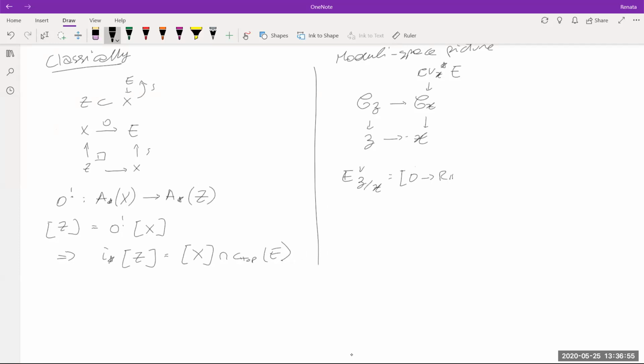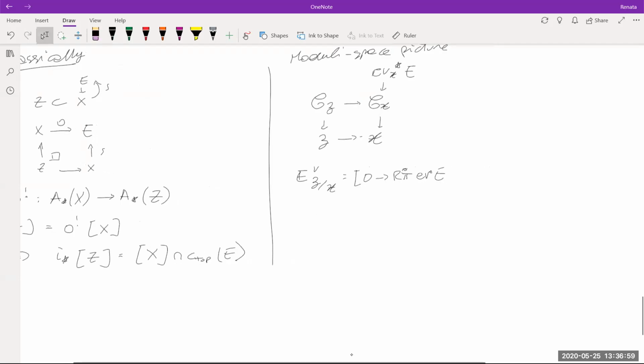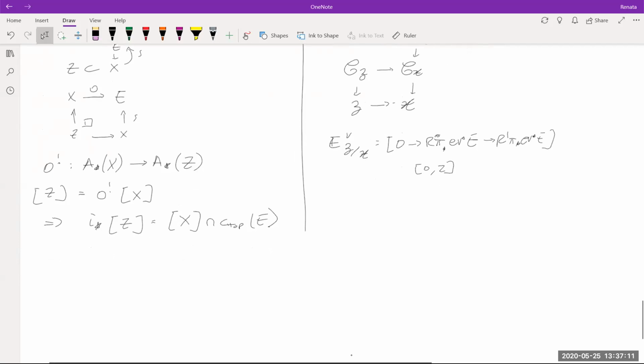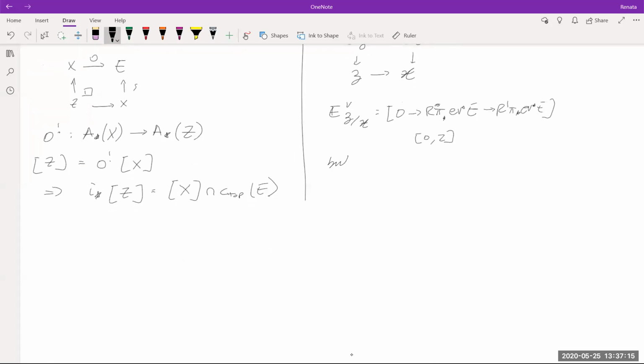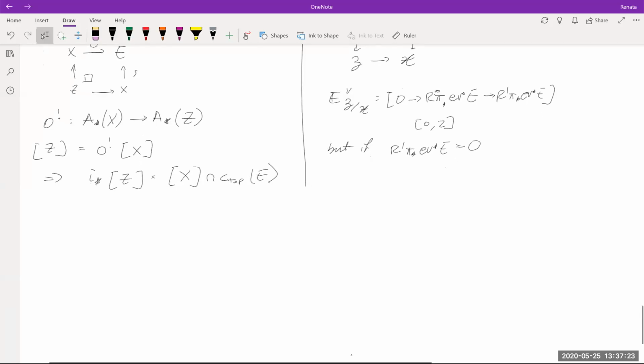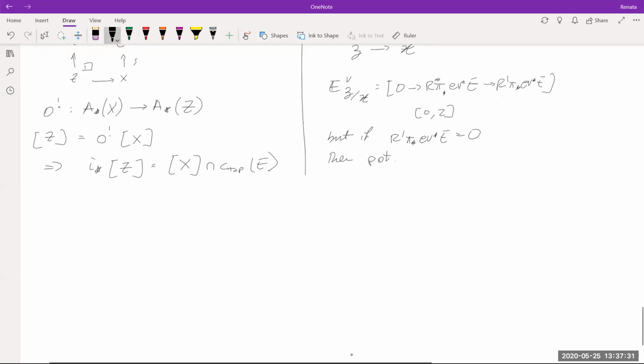given by something like this. So it lives in degrees 0, 2 in general, so it doesn't define a nice virtual pullback between the two spaces. But if R1 of this vanishes, then this is a perfect obstruction theory and defines this Gaussian pullback. And it turns out that if one pulls back the virtual class of X by this, one ends up with the virtual class of Z.